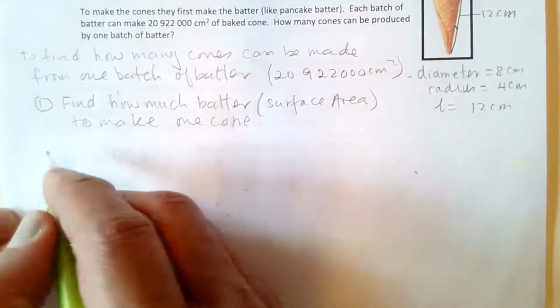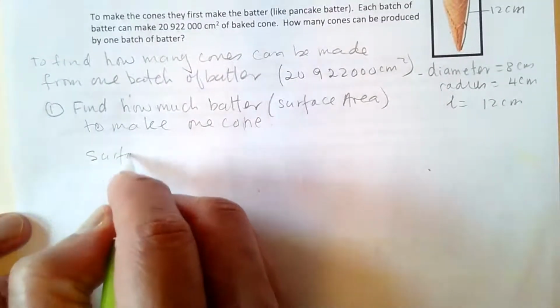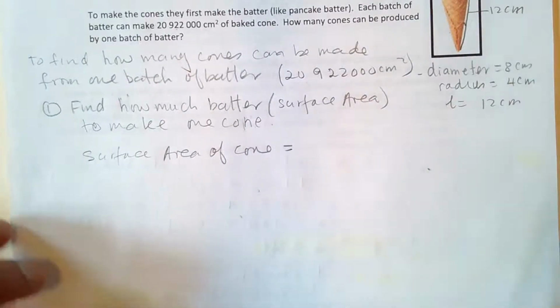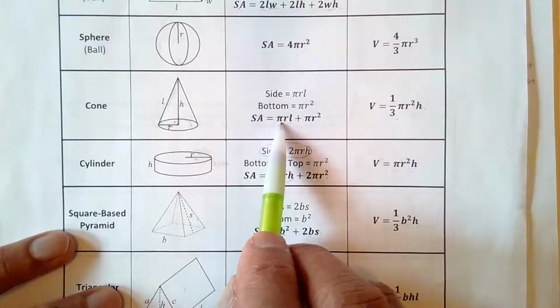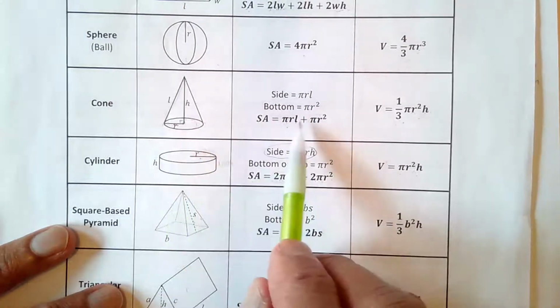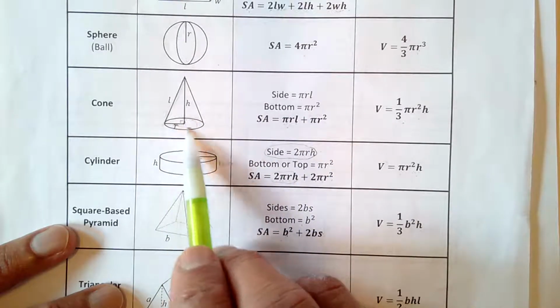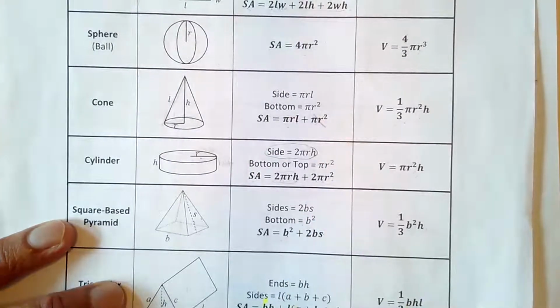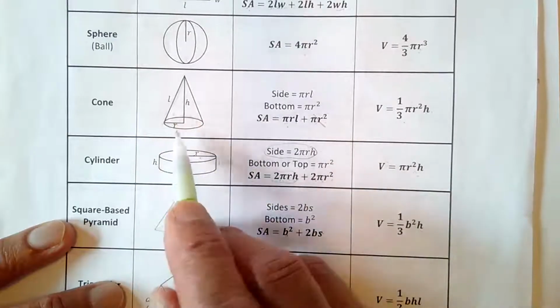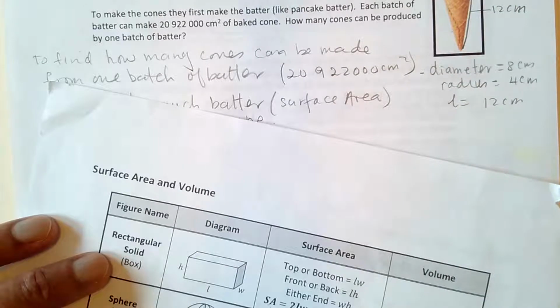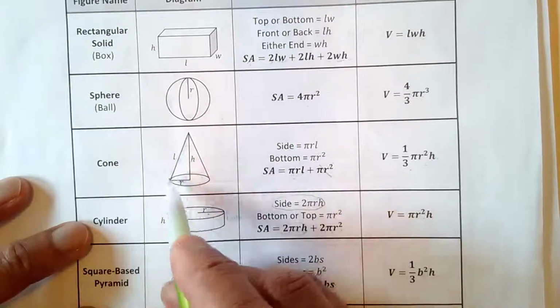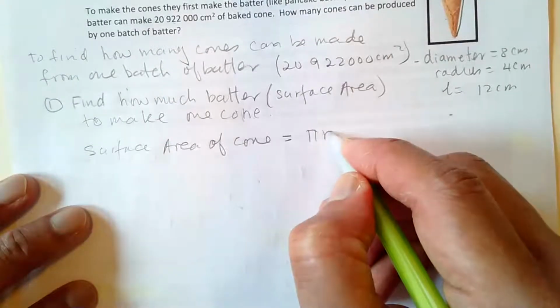So let's find the surface area of this cone. Now, we'll have to use our formula. The surface area of a cone is pi r times the slant height plus pi r squared, where the pi r squared is for the lid. But there's no lid on the cone, it's open at the top, so we don't need that part. Our formula for the surface area of the cone is pi r L, since we know the radius and the slant height.